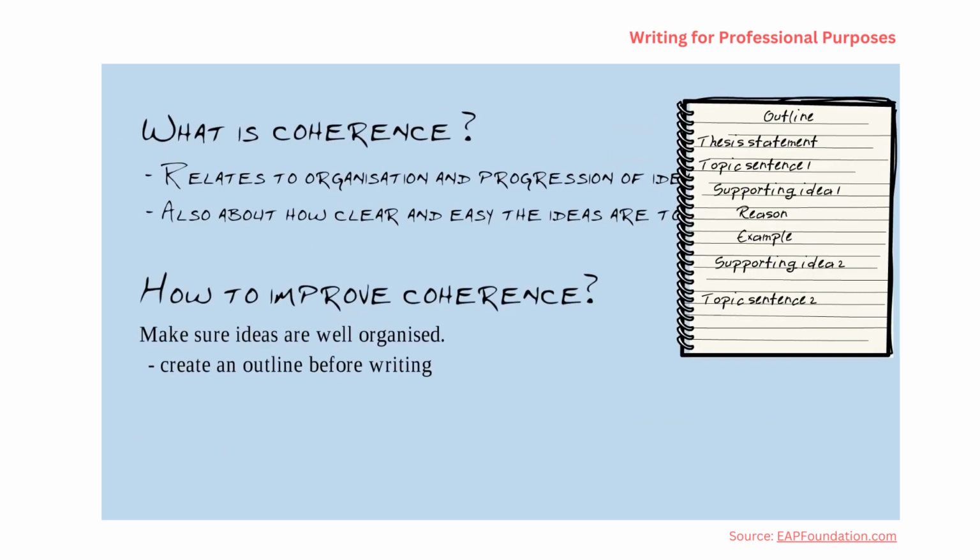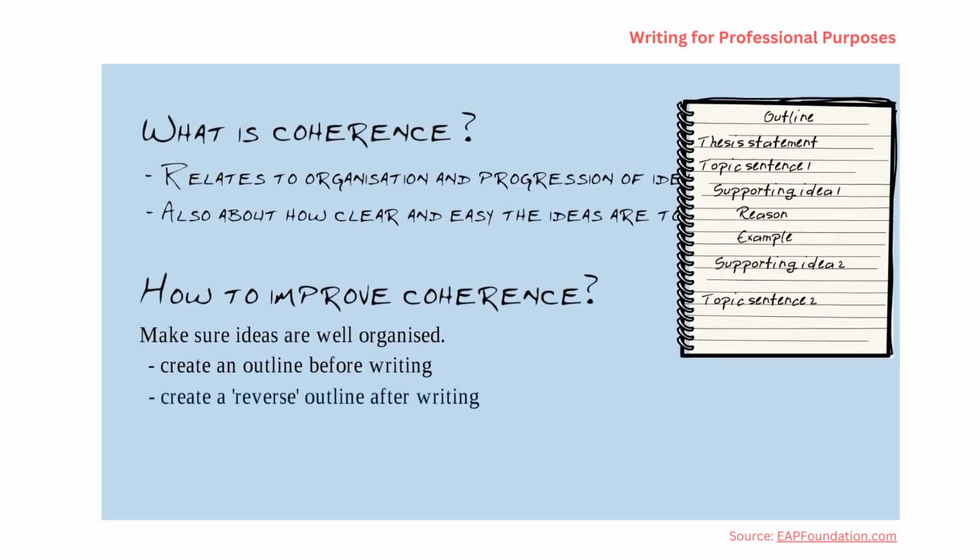Some writers like to create a reverse outline after writing, so this is the same as an outline, but it's written when the writing has finished. And doing this allows you to see whether your ideas are well organized or not. Make sure that you have a clear thesis statement, topic sentences, and summary if it's an essay. Remember I said before that coherence is about macro-level features. So a topic sentence will help a paragraph to make sense, and a thesis statement and the summary and the conclusion will make the whole essay make sense.